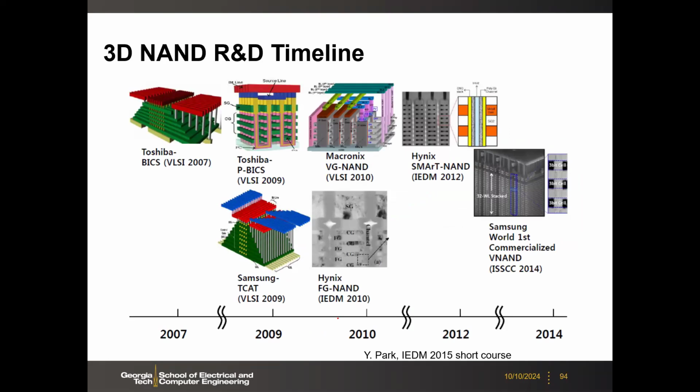The first known paper in the public domain was published by Toshiba at the BiCS Symposium 2007, this BiCS structure. We're going to discuss this paper in the next few slides because this was regarded as the milestone, the first breakthrough of the 3D NAND technology. And credit goes to Toshiba. If you recall the history, Toshiba also invented the 2D NAND in the 1980s.